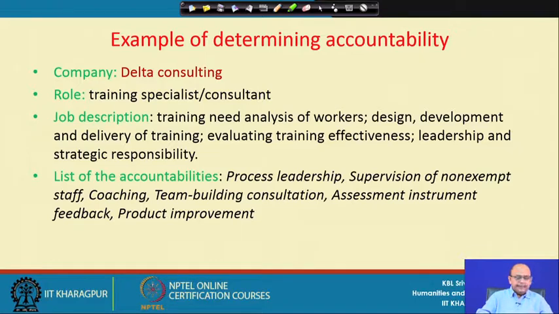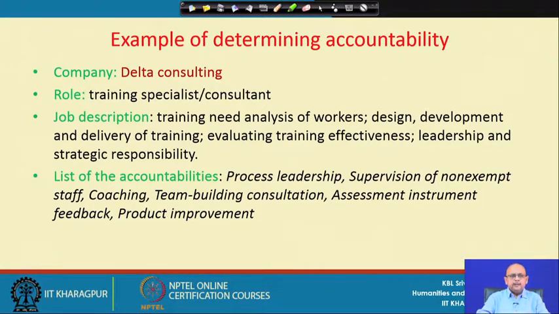Now, I am taking one example here to explain how we go about determining accountability. This is an HR role and the company is known as Data Consulting. You can see that in Data Consulting there is a specific role like training specialist or consultant, and his job description is given. So, what is the job description of a training specialist? Identifying the training needs analysis of the workers, designing, developing and delivering training, evaluating training, providing leadership and also taking strategic responsibility for the growth and development of the employees.